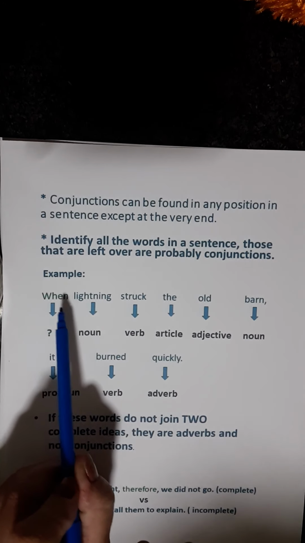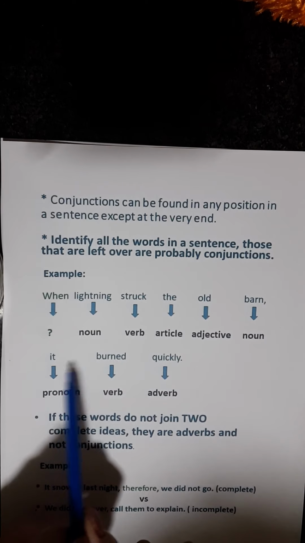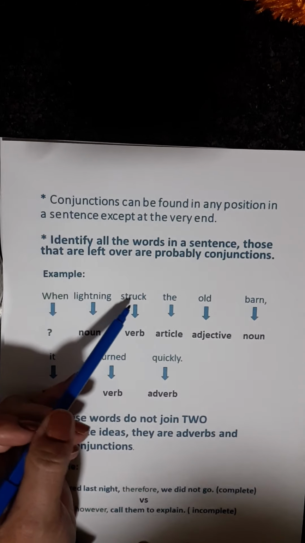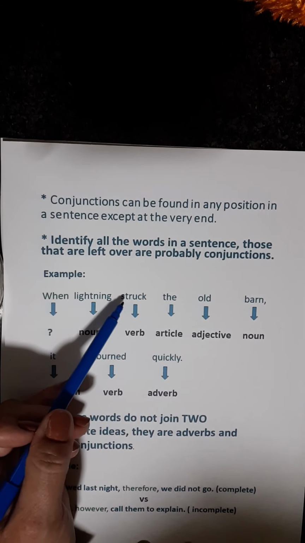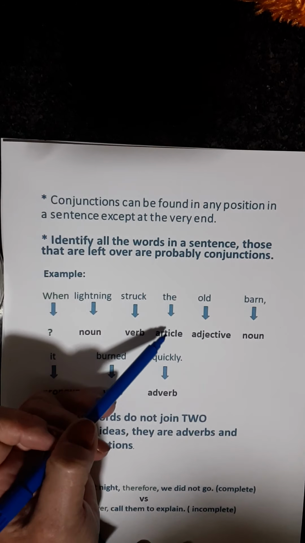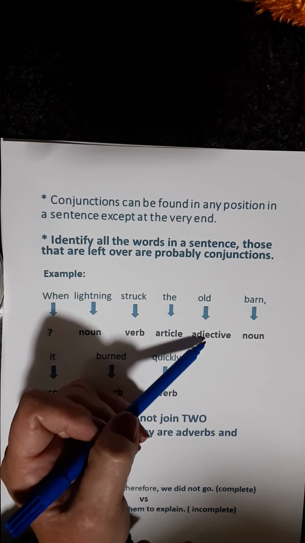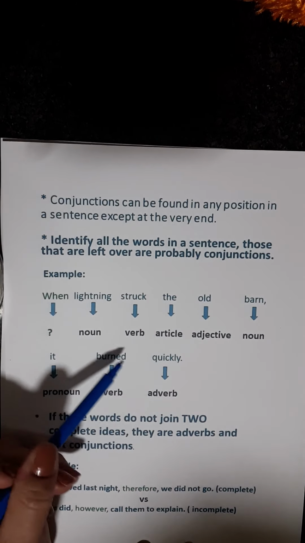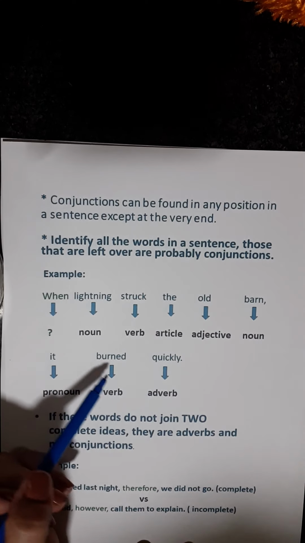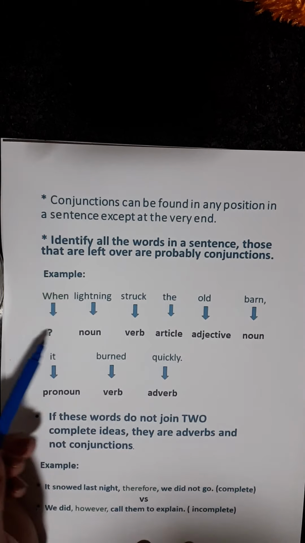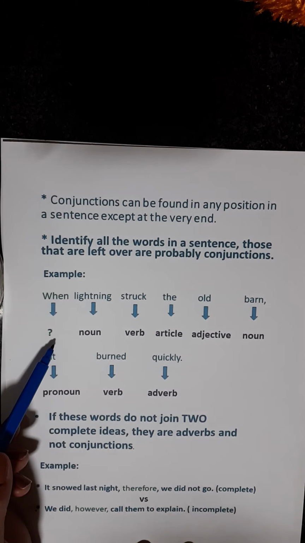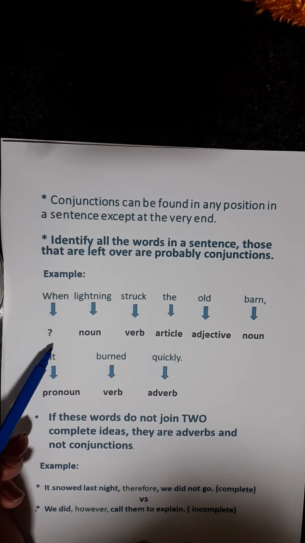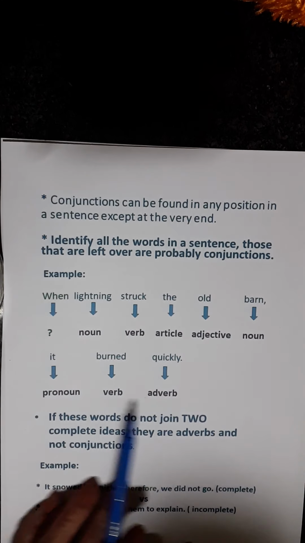For example, when lightning struck the old barn, it burnt quickly. Right, lightning we know is a noun. Here, it functions as a noun. Struck is the verb, the an article, old an adjective, barn a noun, it a pronoun, burned again the verb, and quickly, how did it burn? An adverb. So when is the one which I am not sure what it is, and therefore that will be your conjunction. Okay, combining these two ideas.